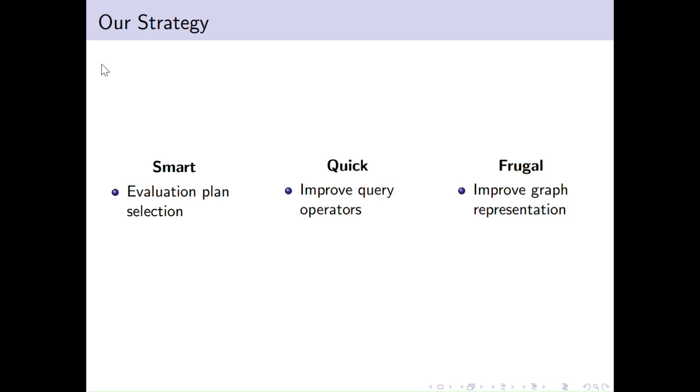Smart in a way that we intelligently select a good evaluation plan, and quick we try to achieve by improving the query operators. And also at the same time, we still need to keep it frugal. So, for example, we improved the graph representation to use as little memory as possible.